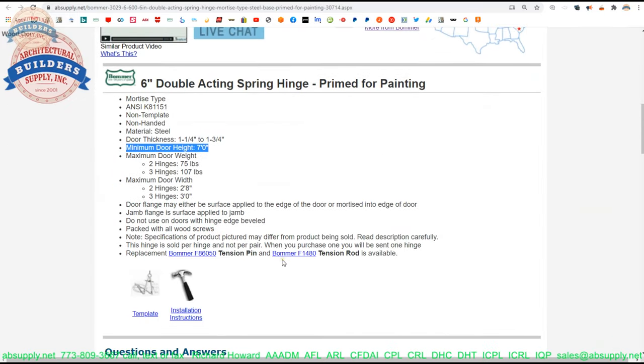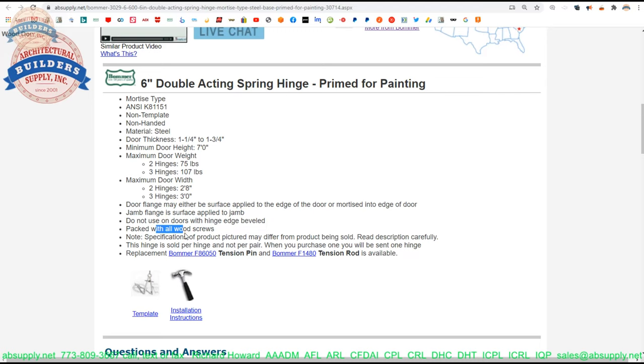4.3 pounds each. Door flange may be either surface applied to the edge of the door or mortised into the edge of the door. We'll go over that. The jamb flange is always surface applied to the jamb. Do not use on doors with hinge edge beveled. We'll talk about that when we talk about prepping the door. Packed with all wood screws, that's true.